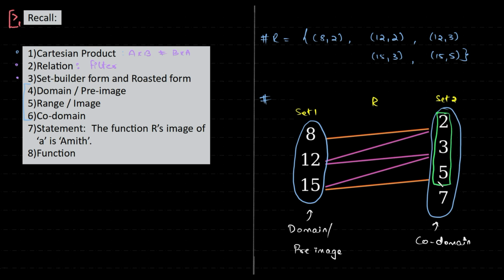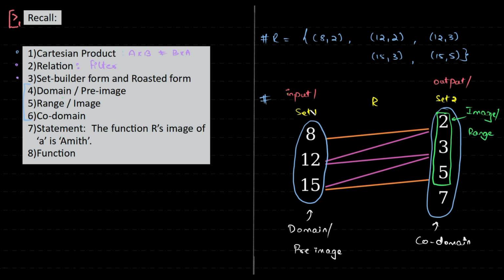Here only 2, 3, 5 is being related. 7 is not related to anything. So 2, 3, 5 is called as image. One more name is range. Okay. So those are your domain, pre-image. Pre-image I wrote. Range and image, codomain. Yes. Codomain includes all the elements which can be part of the output. Image or range are the ones which are part of the output. So these are your input set and those are your possible output set.